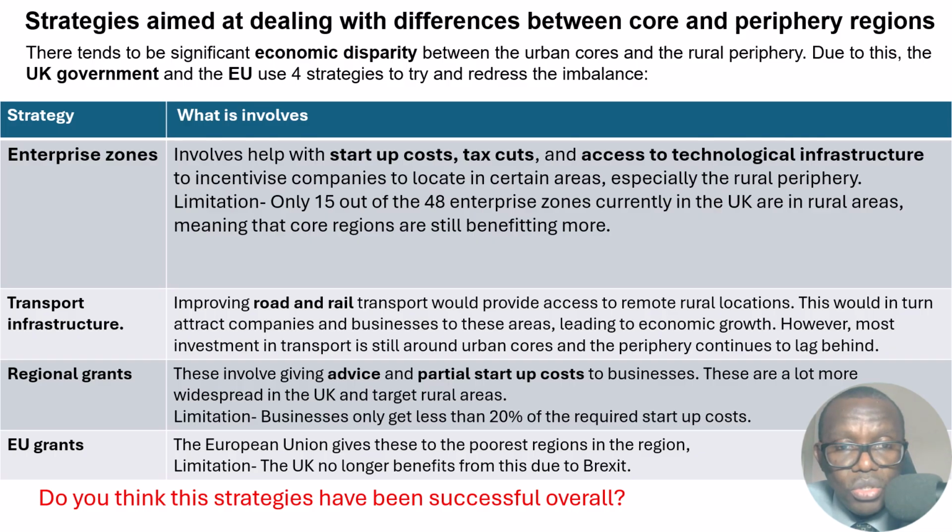Okay, on to the 4th strategy, and that is EU grants. The European Union gives these to the poorest regions in the UK. But the limitation here again, like we know, is that the UK is no longer benefiting due to Brexit. It's no longer part of the EU.